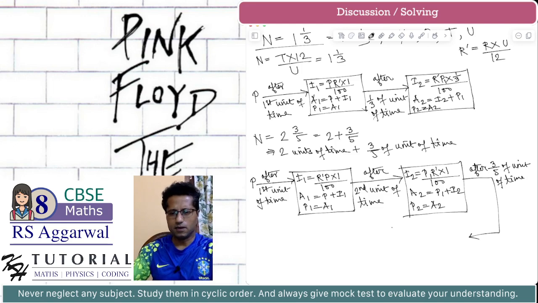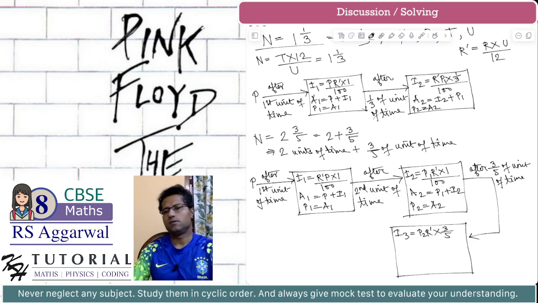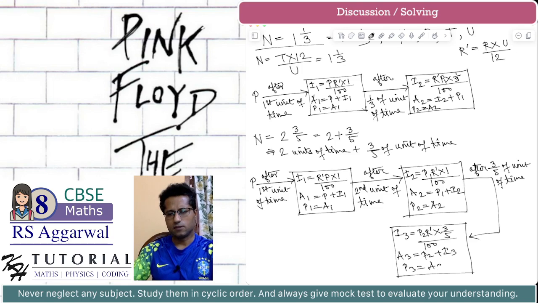Okay, now what will be the I3? I3 will be equal to the current principal, which is P2, R dash multiplied by 3 by 5. Why? Because we are calculating this interest I3 after 3/5 of a unit of time. So multiplied by 3 by 5 divided by 100. And as usual, A3 is equal to P2 plus I3, and P3 is equal to A3.